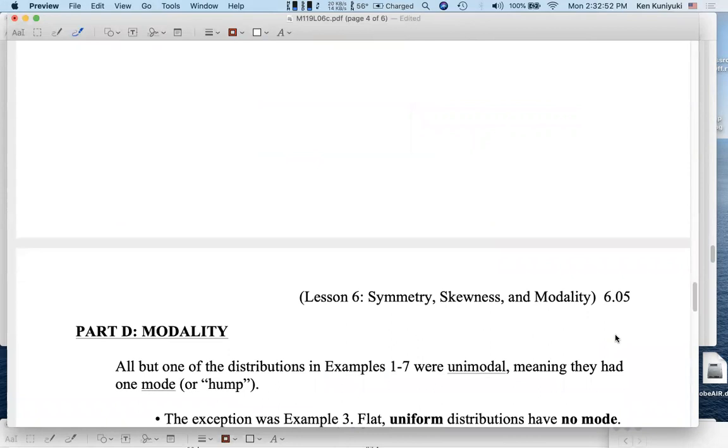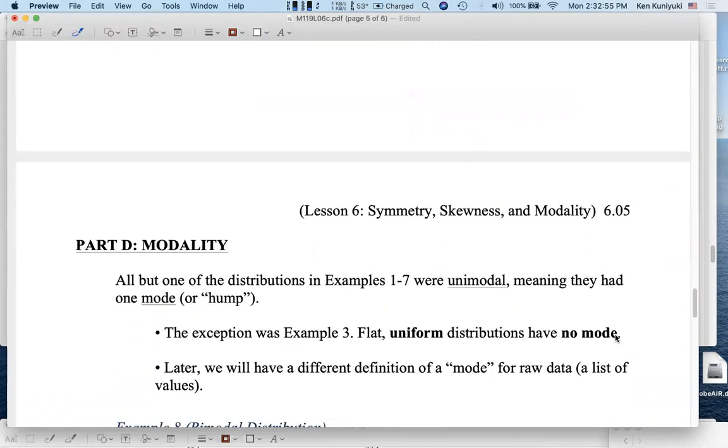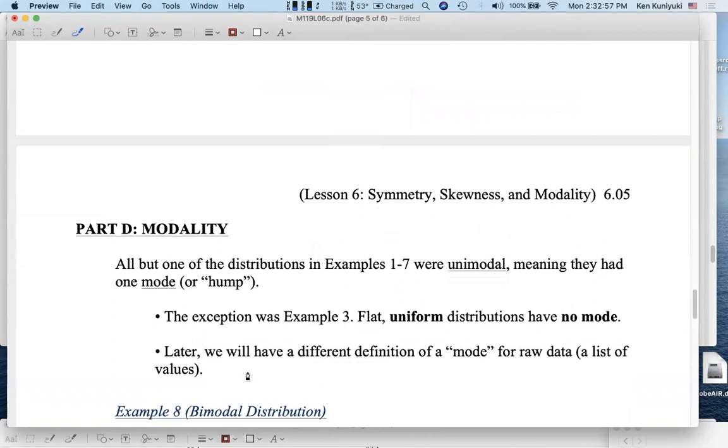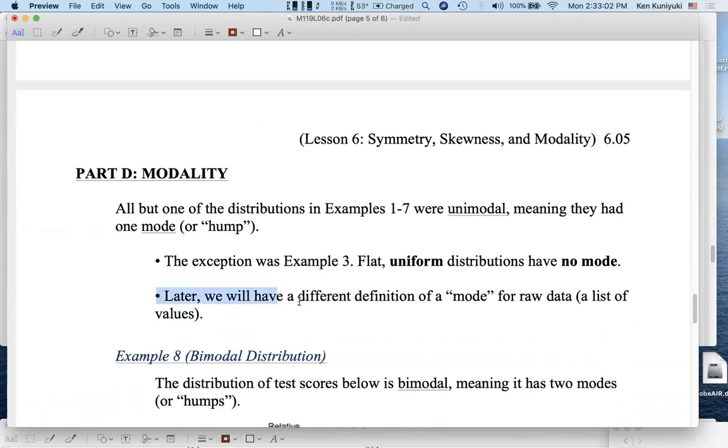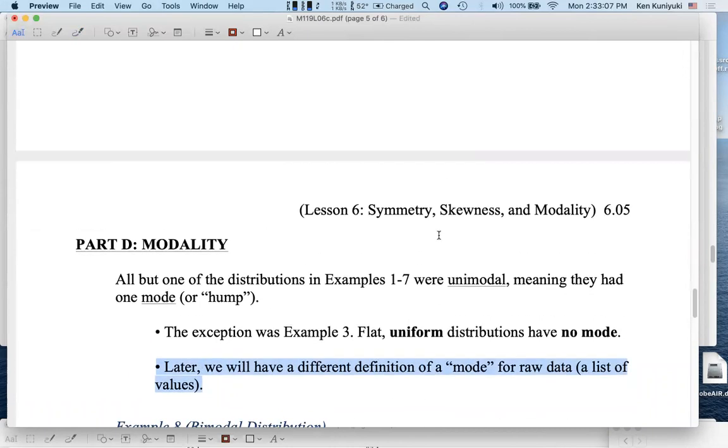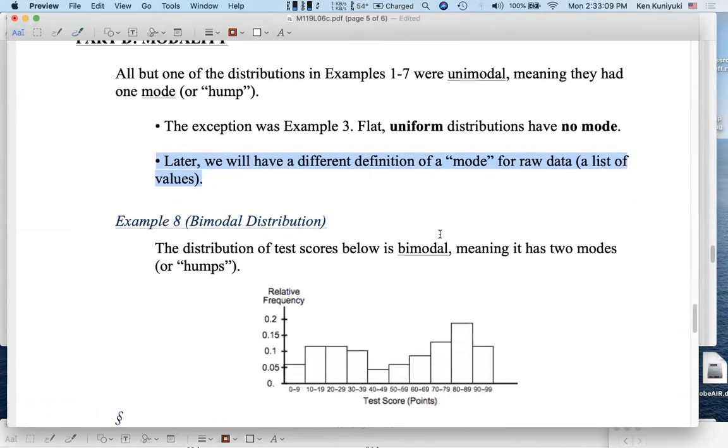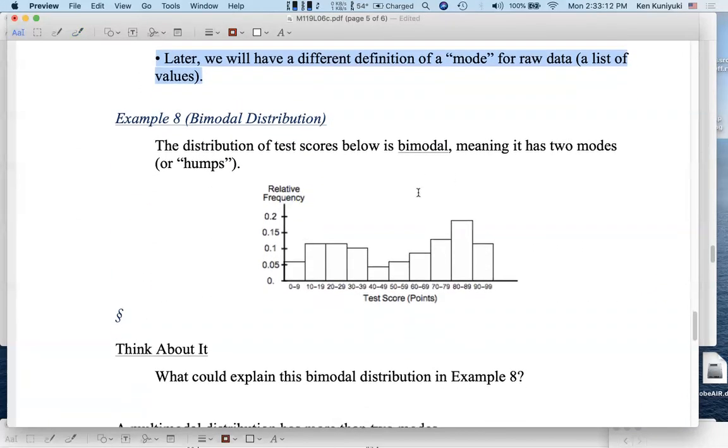Now, as I said, the whole concept of modality involving humps is a bit fluid. Later on, we're going to have a different definition of a mode for raw data, for lists of values. That's a bit more precise. Right now, we're just thinking humps in the shapes. Over here, we have a bimodal distribution where we have a couple of humps. Looks like we have one over here and one over here, roughly speaking. Again, it's a bit fluid, but we can call this a bimodal distribution. We have a hump on the left, a hump on the right.